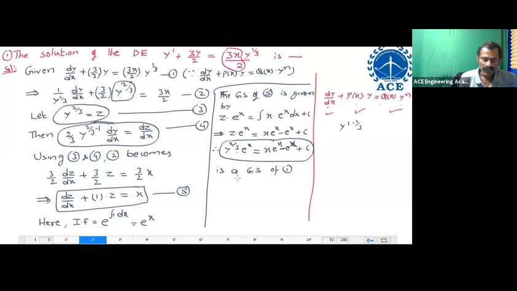Now, it is a method of converting the non-linear to linear and writing the solution by using the linear method. This is one of the types of first order non-linear equation, and its name is Bernoulli's equation. Except for this y power n, the other part is always linear. Only because of y power n, this total equation becomes non-linear.